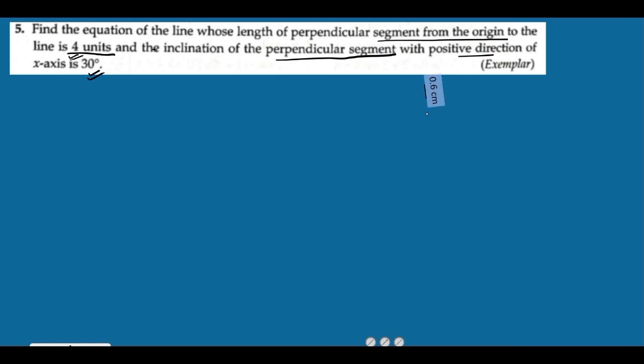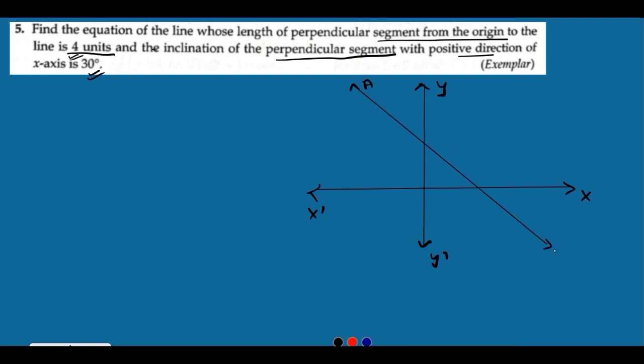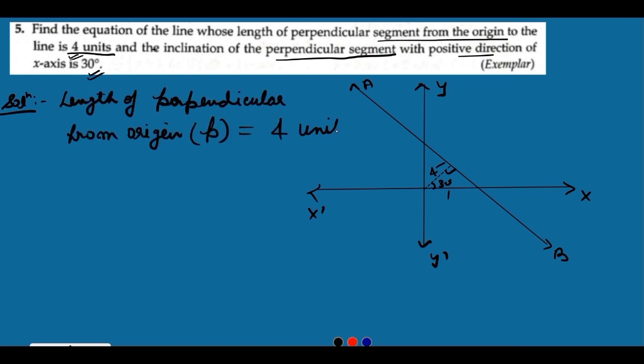If I draw this, suppose this is the required line, then length of perpendicular from the origin is 4, and angle made by this perpendicular with x-axis is 30 degree. This is the value of p and this is the value of alpha. So apply normal form. Length of perpendicular p is 4 units and inclination of perpendicular means alpha is 30.